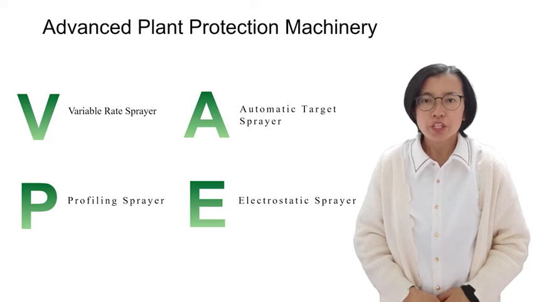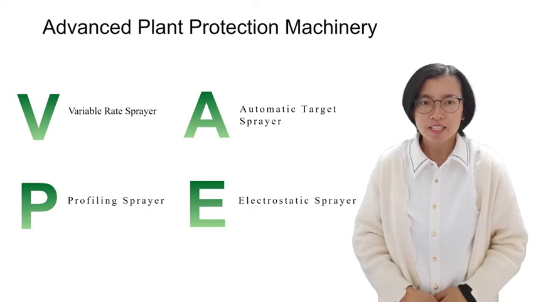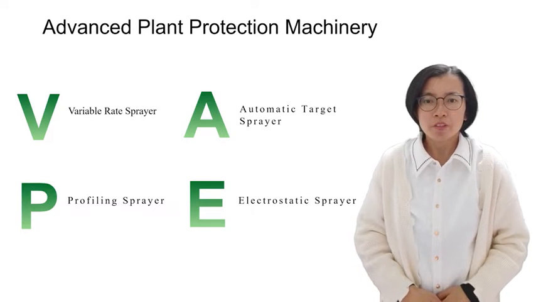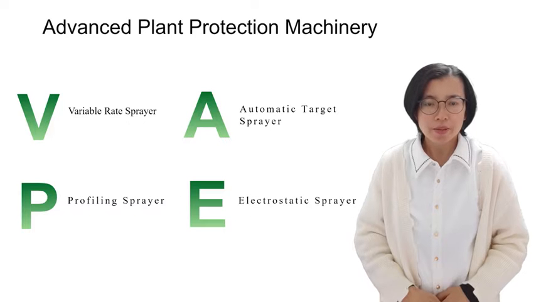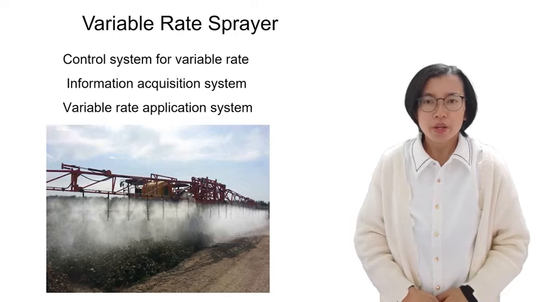Next, I will introduce some advanced plant protection machinery in China. The first one is the variable rate sprayer, the second, automatic target sprayer, third, profiling sprayer, and last but not least, electrostatic sprayer.